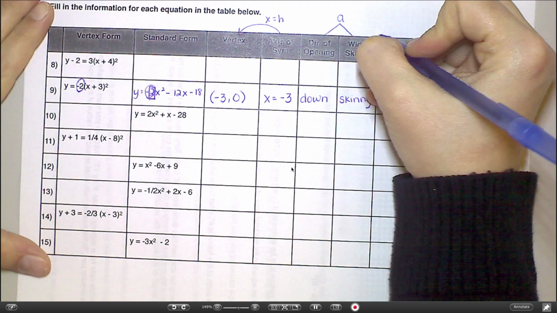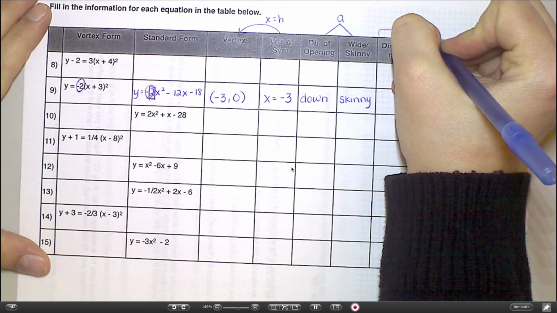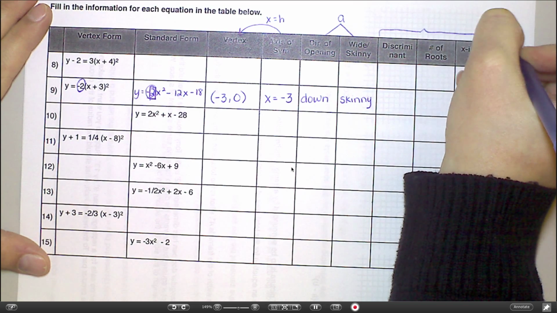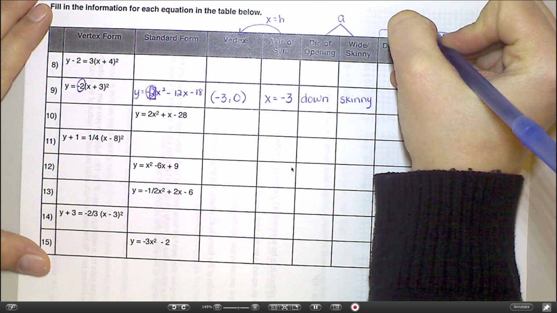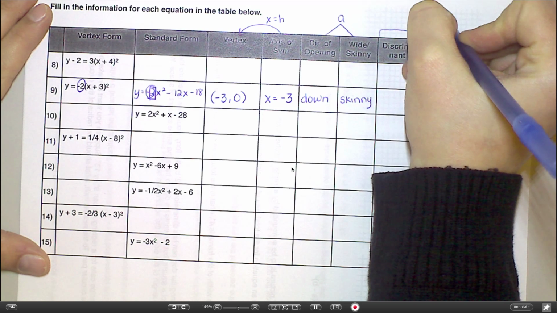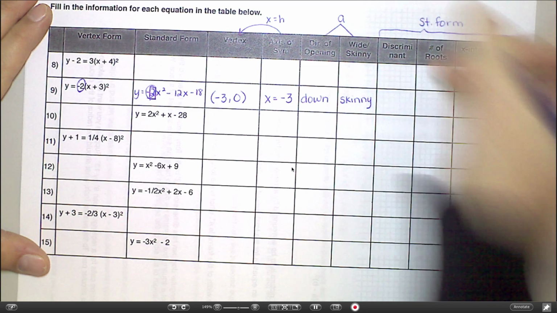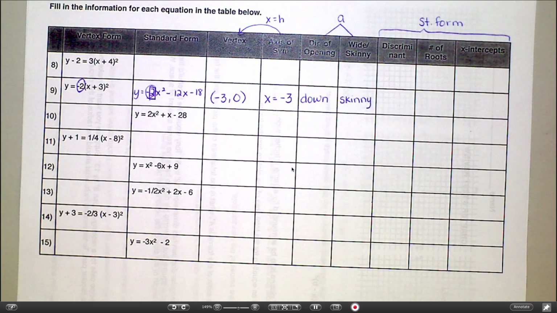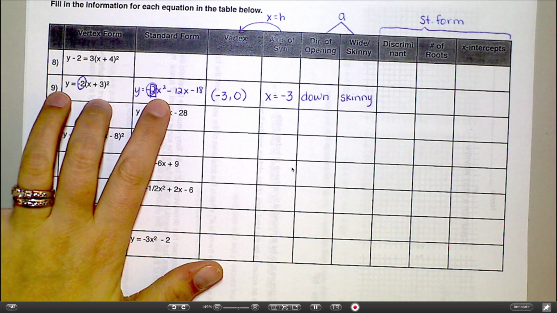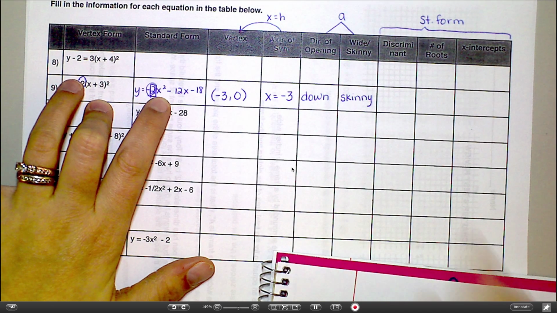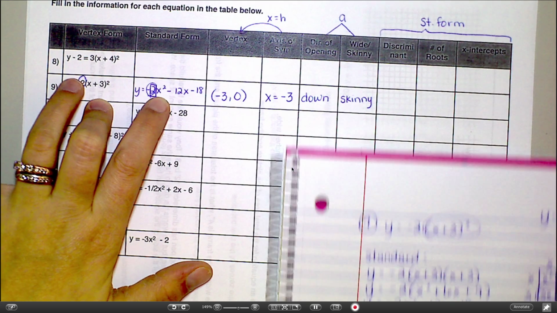Okay, these next three things all kind of go together and have to do with the roots. For all of them, you're going to want to go back to standard form. So you've got the equation written two different ways. You want to make sure that you're using standard form to do these last three things.